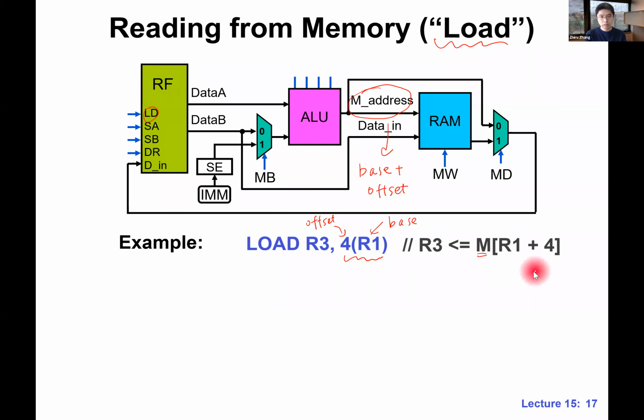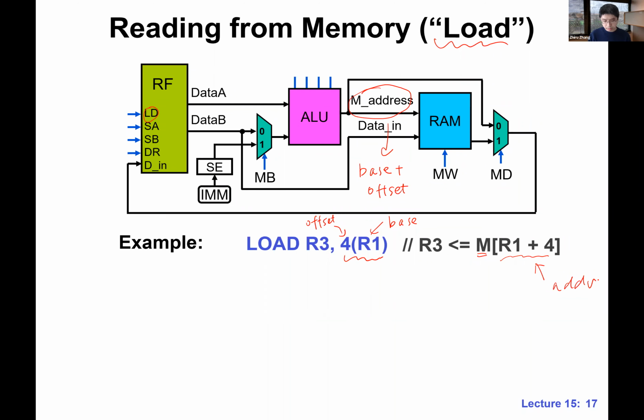Over here, we treat the whole memory as a giant array, a big array. That's an abstract view. And this is the index to the array, which is the complete address. This is the address. And we read it, we put it to R3. So we have two parts.